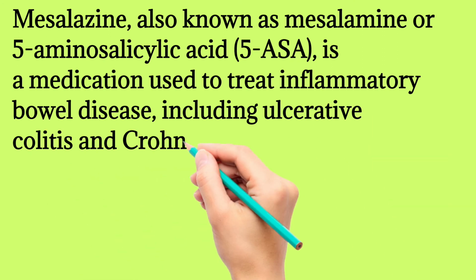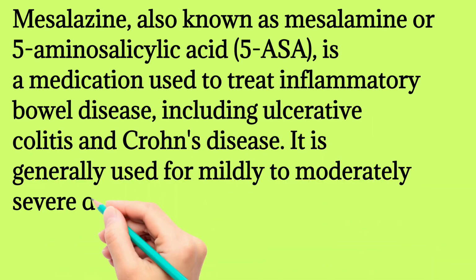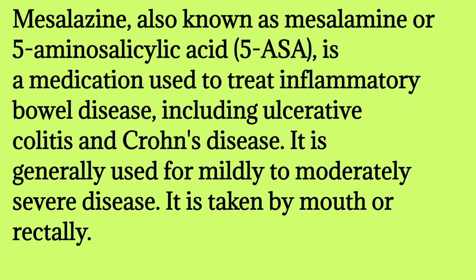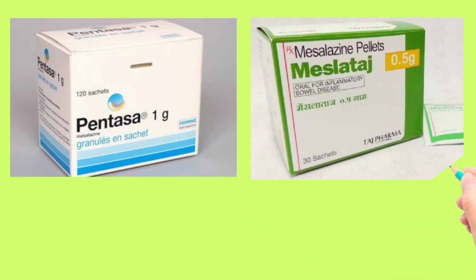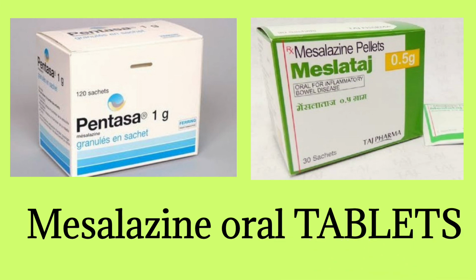Mesalazine, also known as mesalamine or 5-aminosalicylic acid, is a medication used to treat inflammatory bowel disease including ulcerative colitis and Crohn's disease. It is generally used for mild to moderately severe disease, taken by mouth or rectally. It's the first line of treatment, basically for Crohn's disease. You can see in the image the mesalazine tablets available in the market.